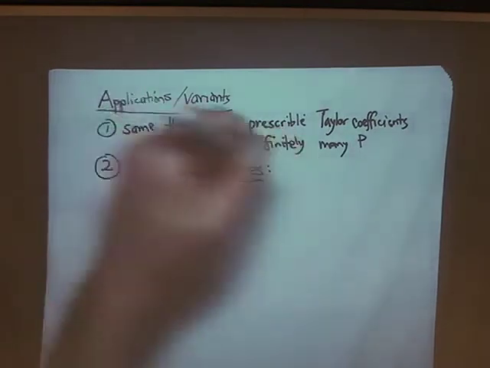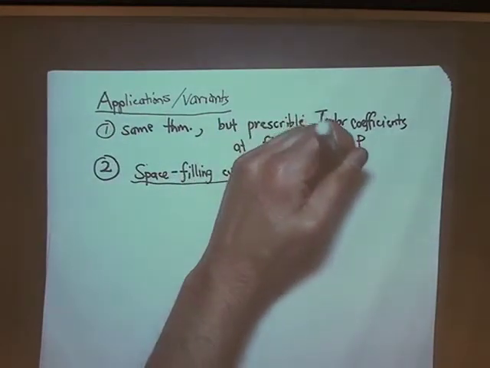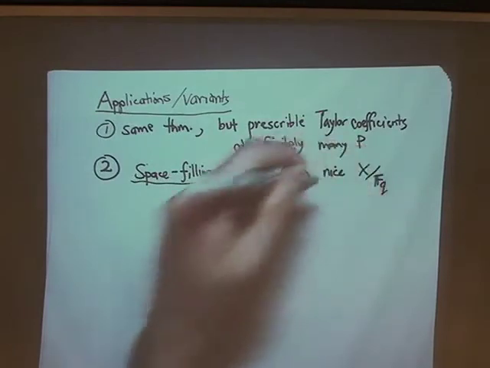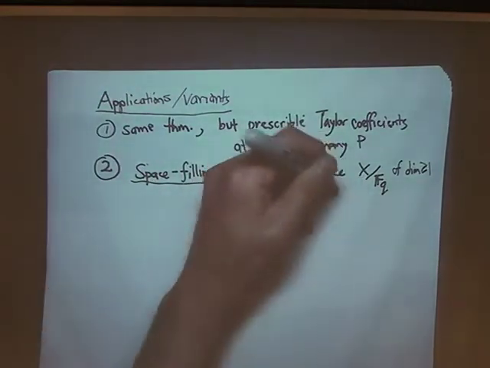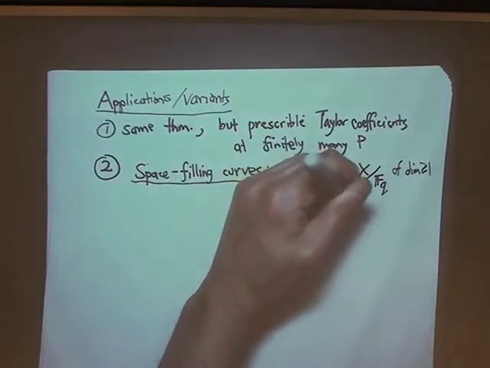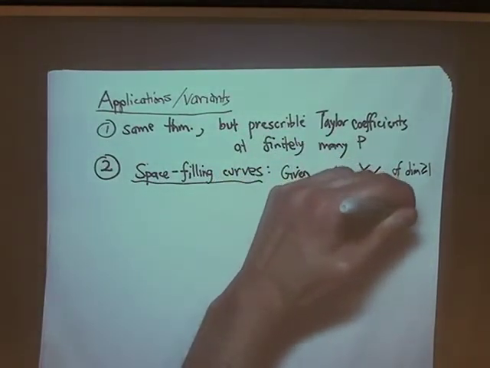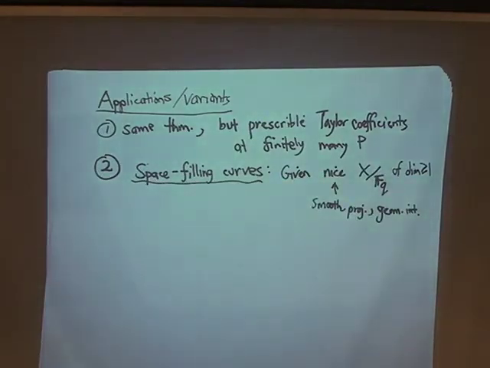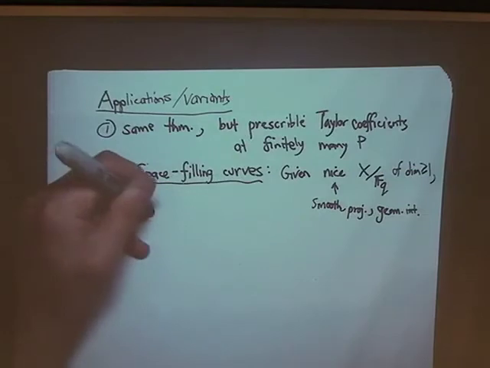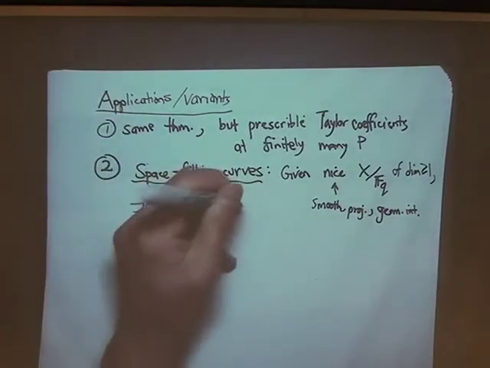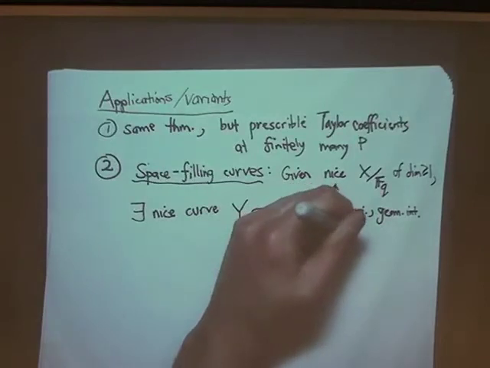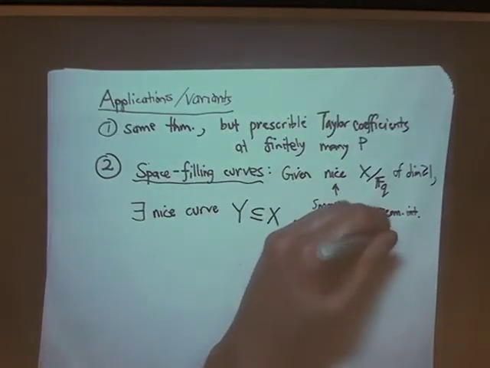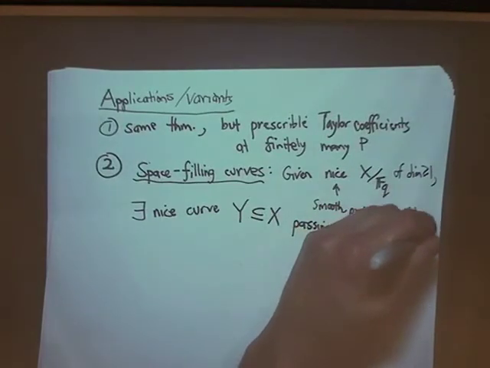So here, the setup is you're given a nice variety. And for me, nice is a technical term. So nice means smooth, projective, and geometrically integral. Okay, that's what nice means. I didn't invent this. So that is really about as nice as you could get as far as varieties are concerned. But then the conclusion is you can find a nice curve inside X that passes through all the points of X. And when I say all the points, I don't really mean all the closed points. I just mean the FQ points. So all the points in X of FQ.